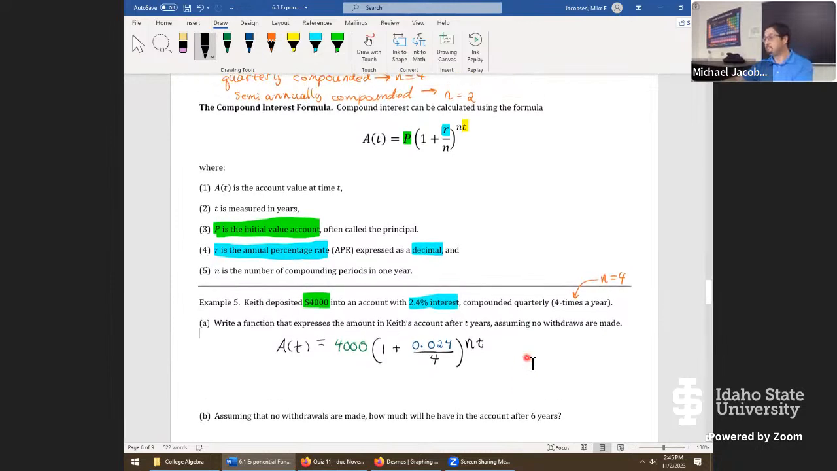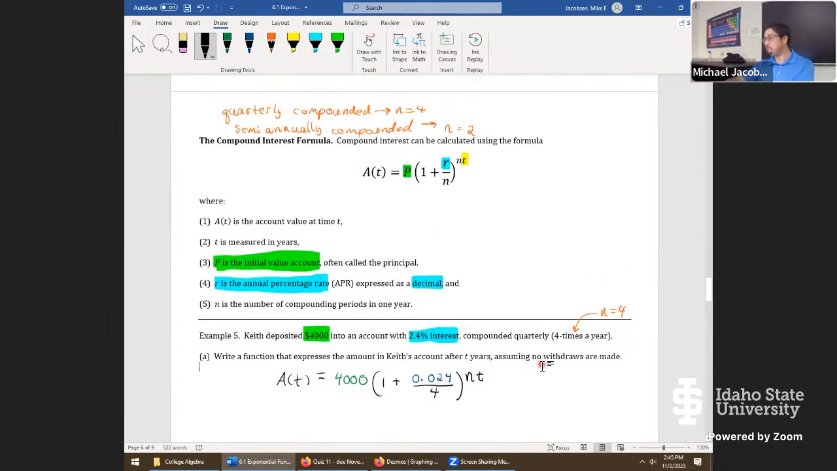Yes, go ahead. Would the n also be 4? Oh, yes, absolutely. Thanks for mentioning that. I should have put a 4 here and here. I must have just been copying the formula a little too strictly. So 4 should go right in that spot. Thanks for catching it. Other questions so far?